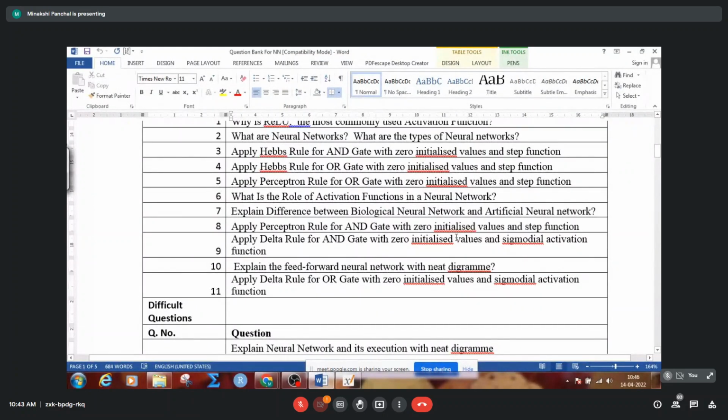Why? Because later we have seen the concept of initialization. We can initialize the weights with different values, but for this simple problem we will use 0 initialization only.